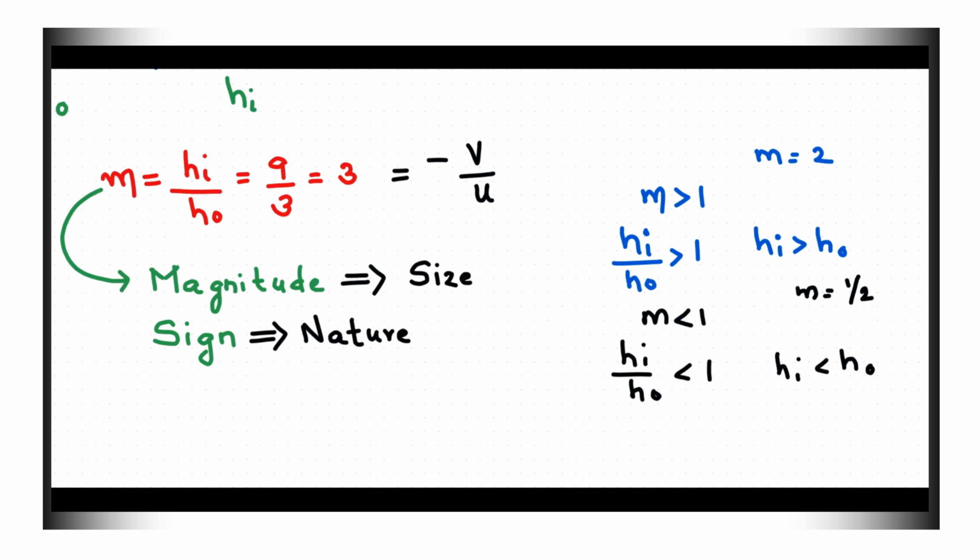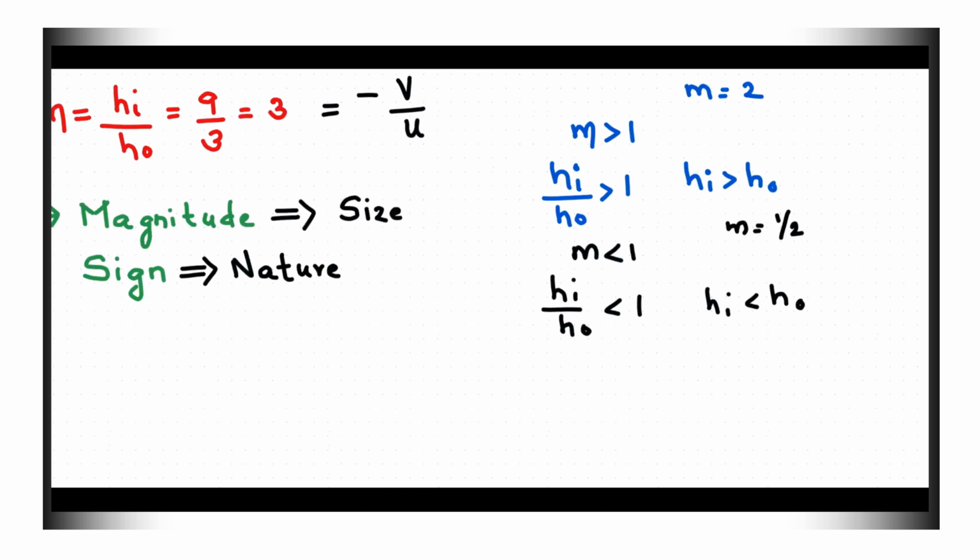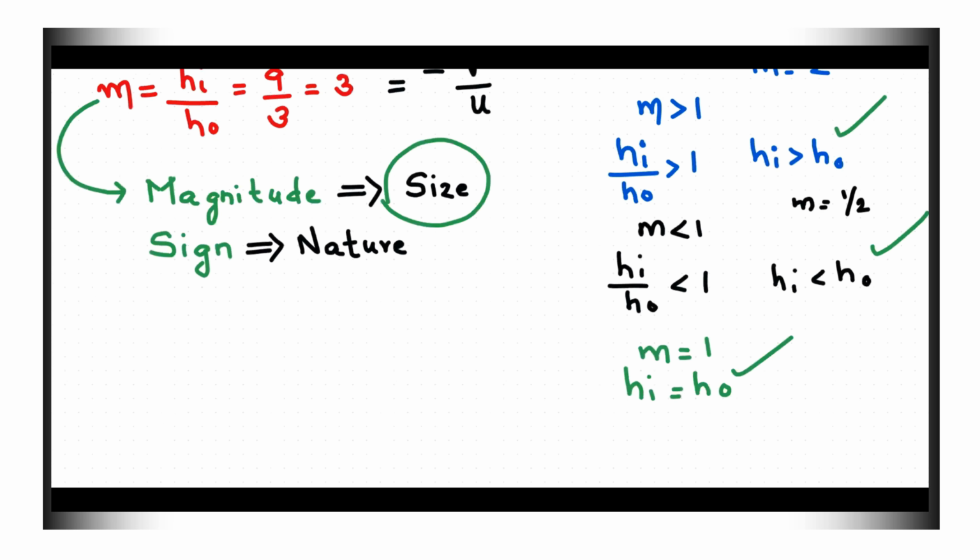Now, third, what if magnification is equal to 1? If magnification is equal to 1, then HI by HO is 1, or HI is equal to HO, that is same size. So one is enlarged, one is diminished, one is same size. So size is given by the magnitude. That time, don't check the sign. Just check whether it is greater than 1 or less than 1.